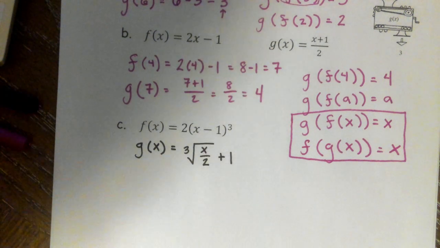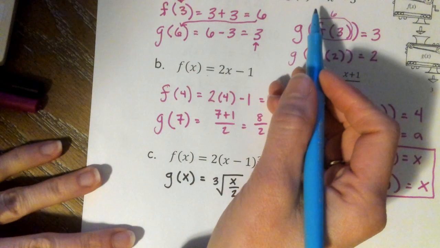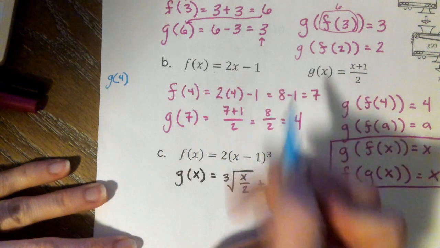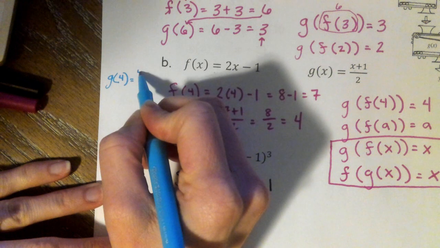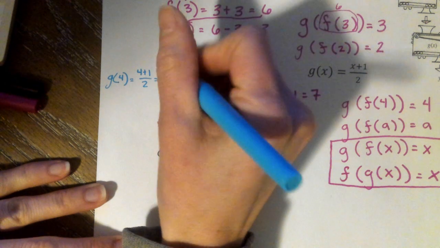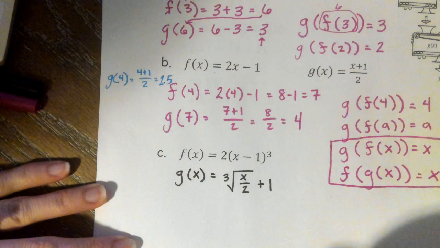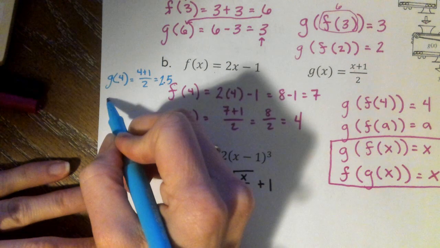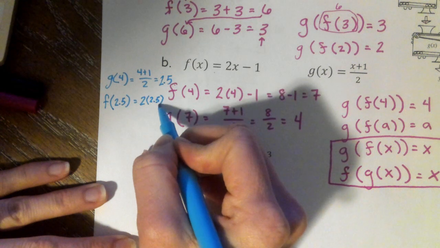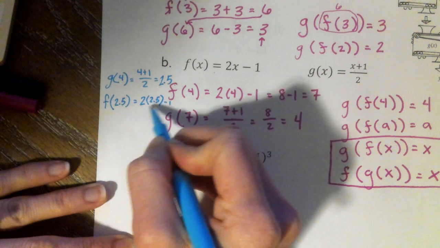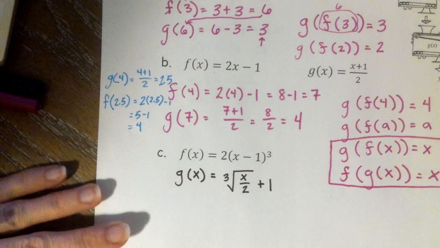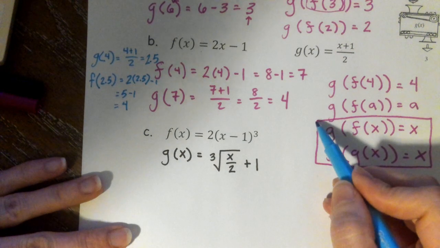So let's just double check here. If I do g first, g of 4 over here, I put 4 plus 1 over 2, which is 5 over 2, which is 2.5. Okay. Now I plug that into my f function, 2.5, so that means 2 times 2.5 minus 1. Well, 2 times 2.5 is 5. 5 minus 1 is 4. So it works. Okay? So it works either way.